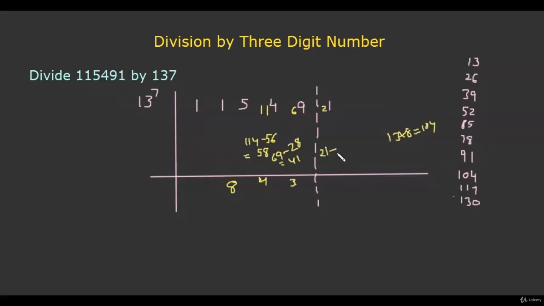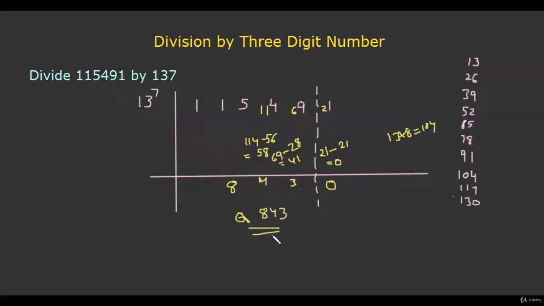In order to get the net dividend number, we again subtract the product of the flag digit number and the previous quotient number. So 7 multiplied by 3 gives us 21, and the answer is 0. So this is 0. Quotient is 843. So this is how we can divide by a 3-digit number.